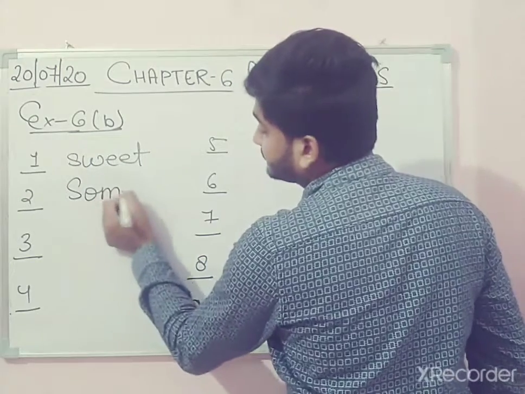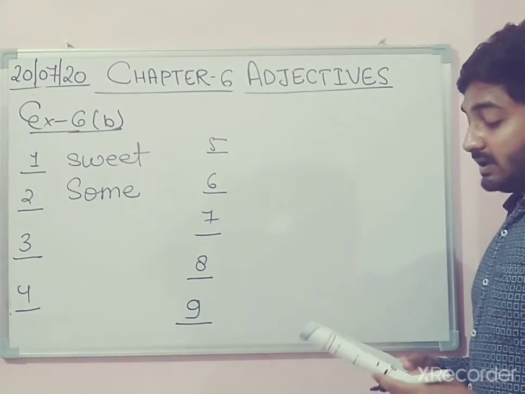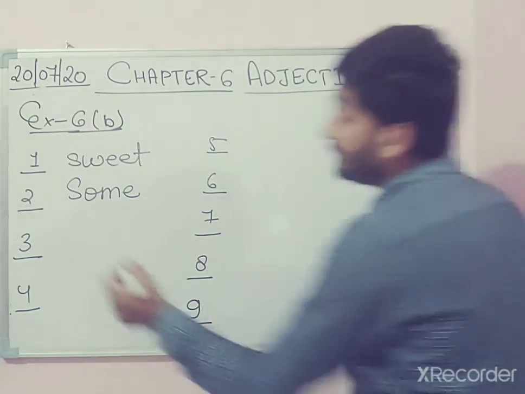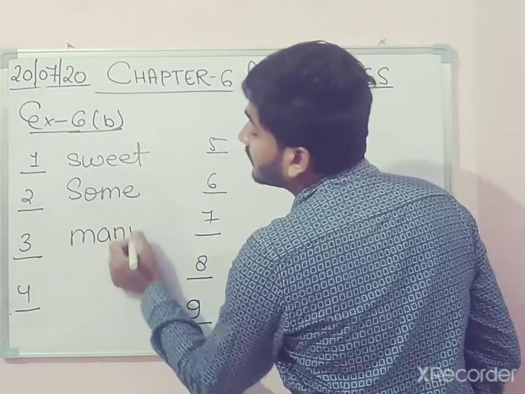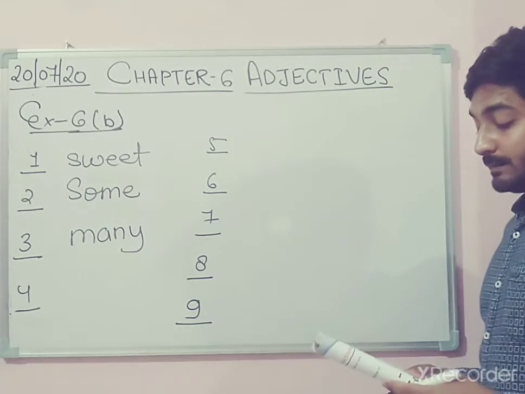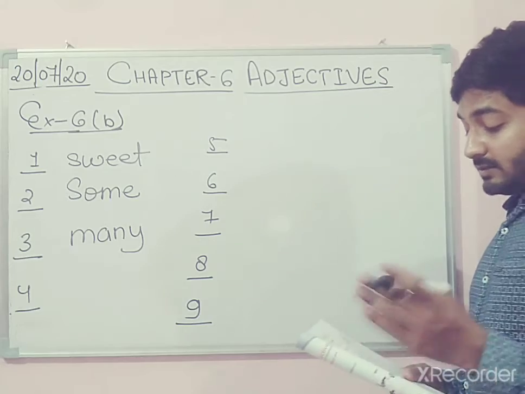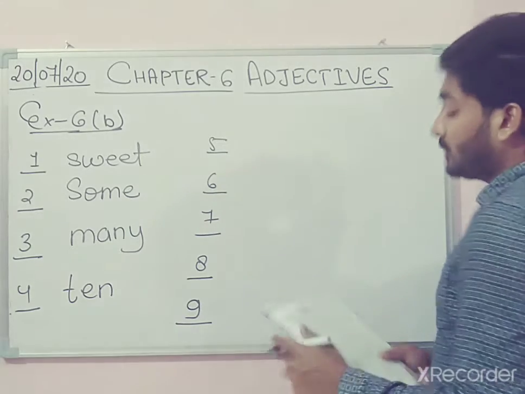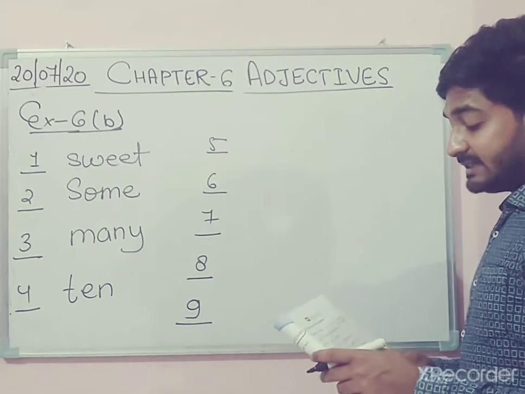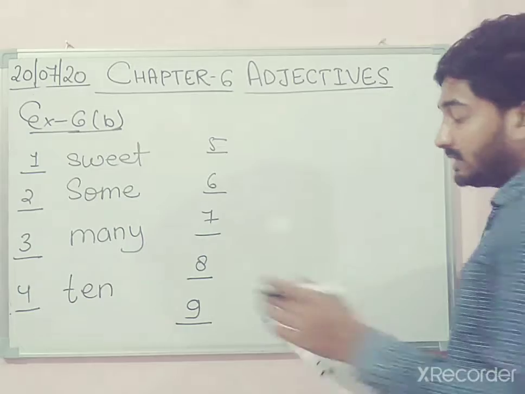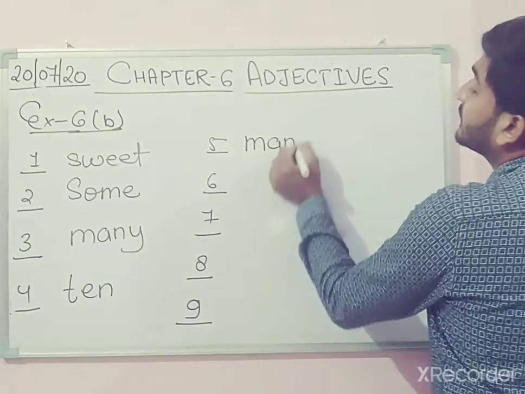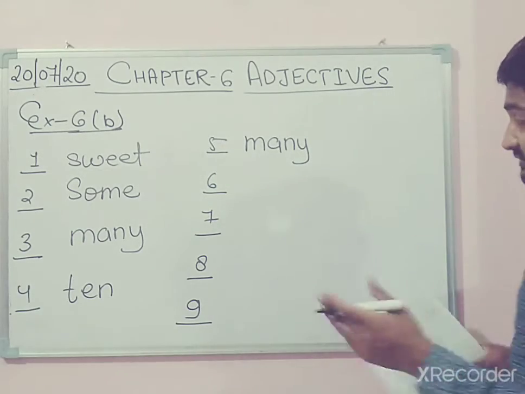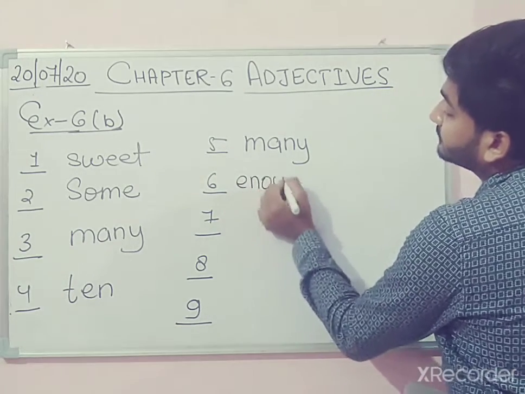Some mangoes in the basket are ripe. Number 3, Glenn makes dash mistakes, many mistakes. Okay. And number 4, there were dash children in the park. You can write any number, 10, 2, 4, 3, whatever you want to write. Number 5, the book has dash beautiful pictures. You can write any number, or you can write many as well. Okay, you can write any number. Number 6 is the blind beggar had dash money, enough money.